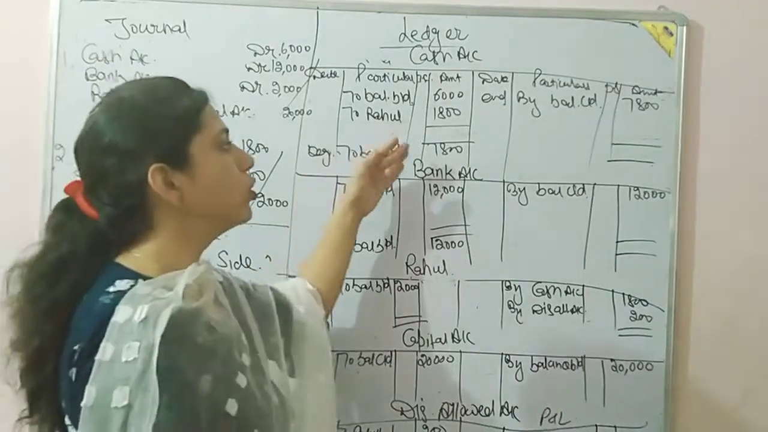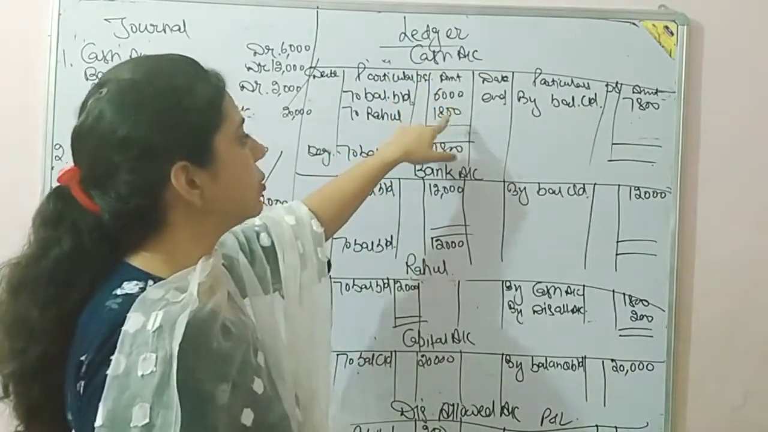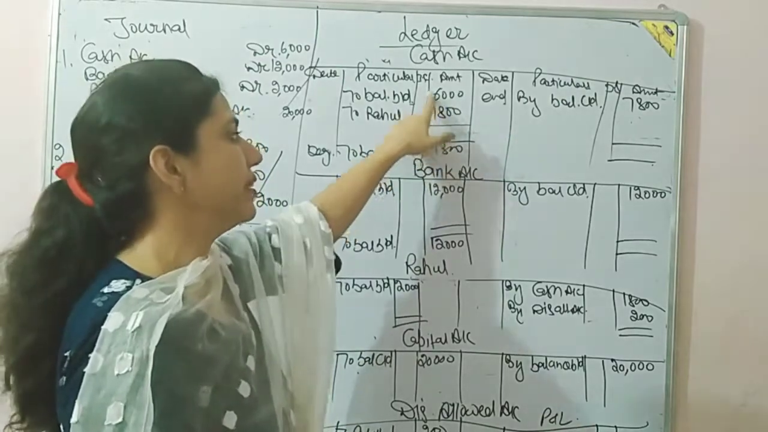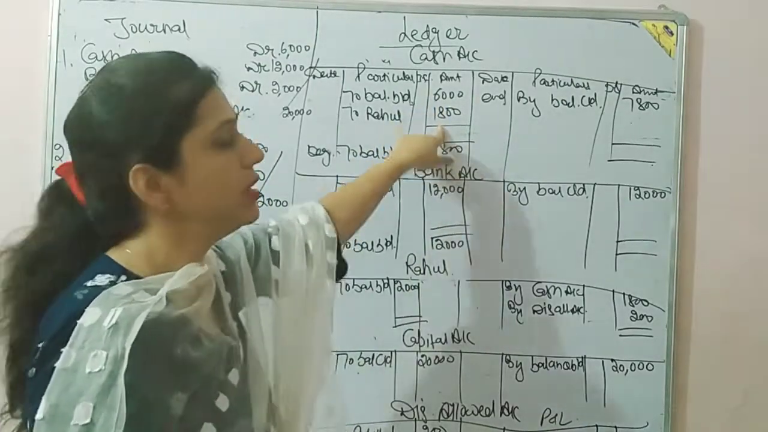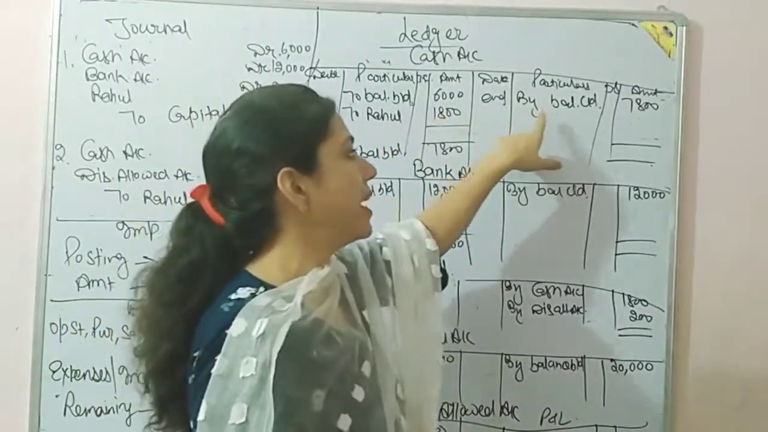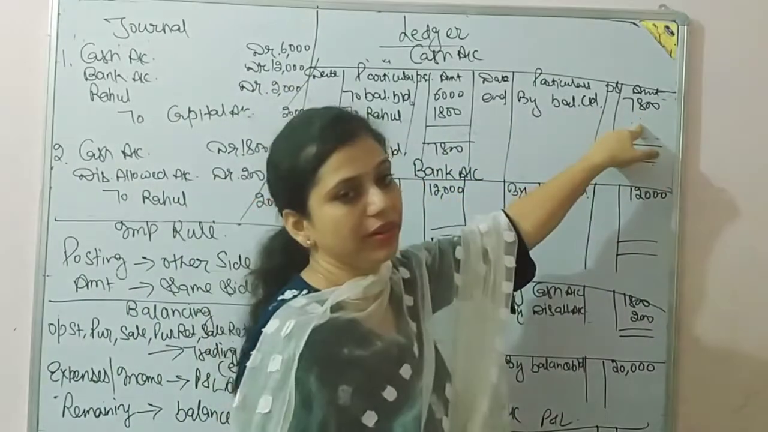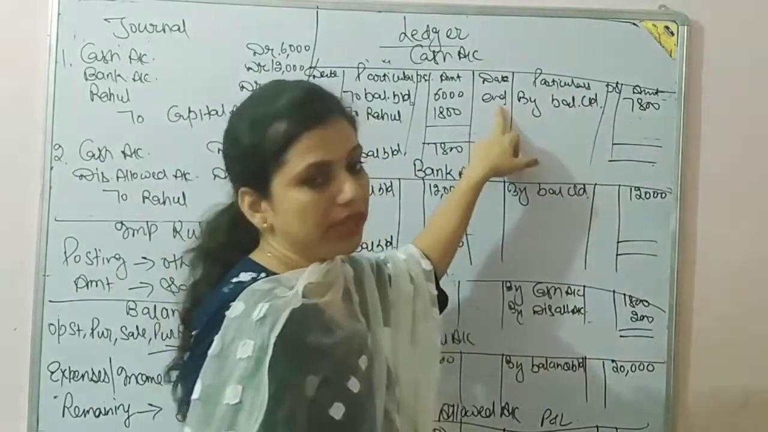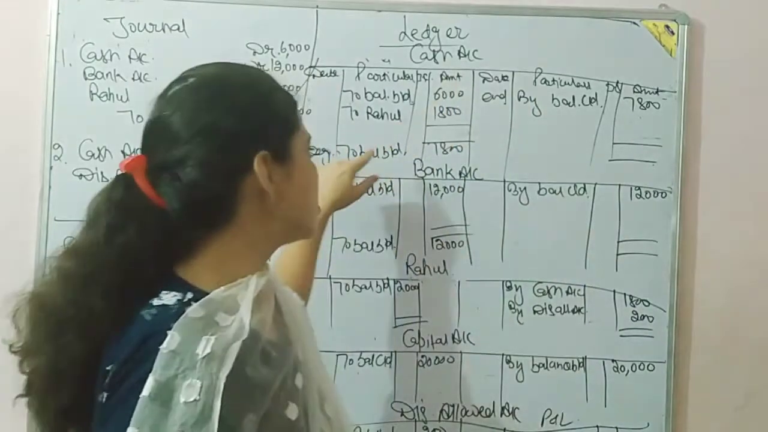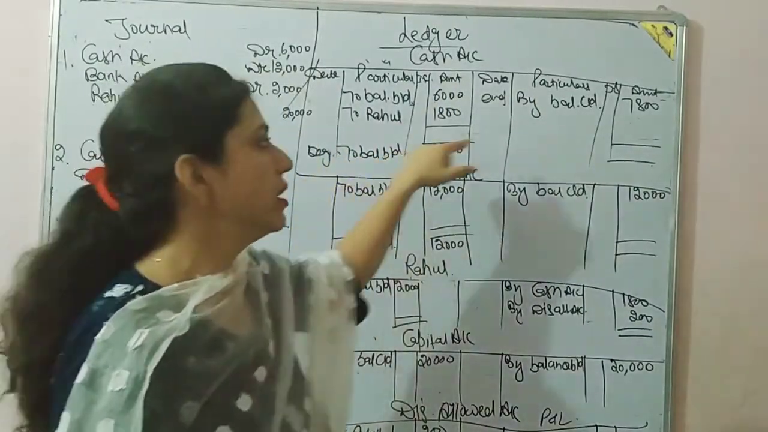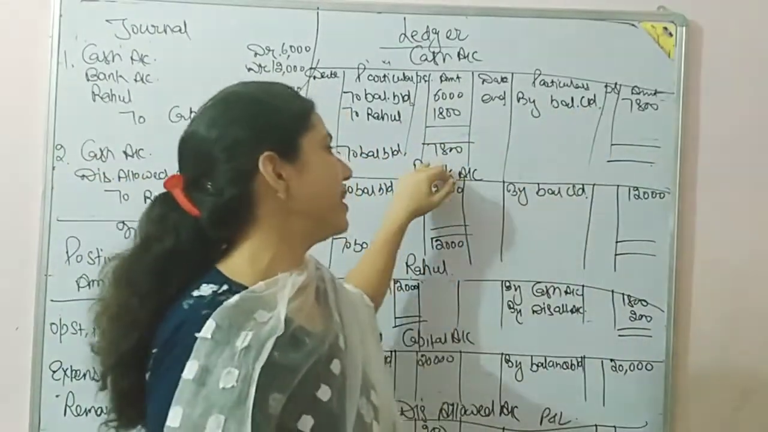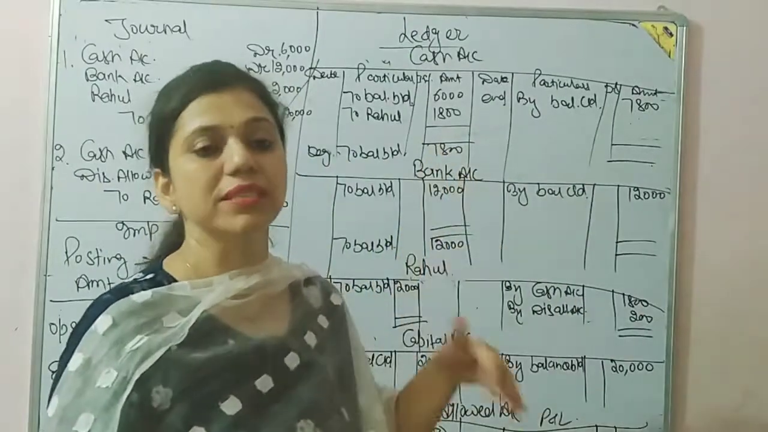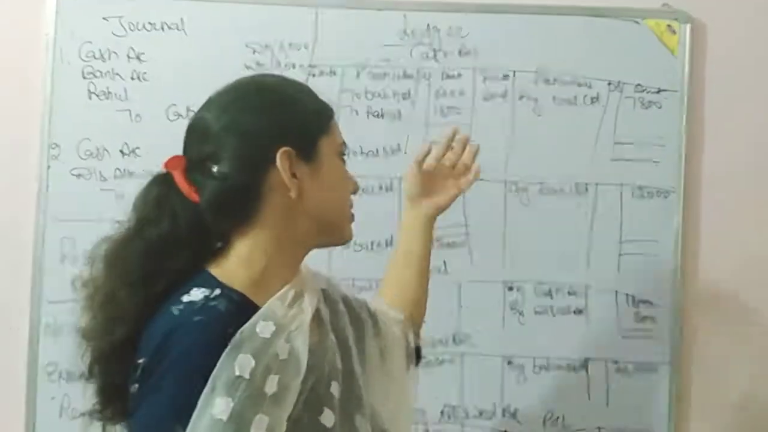So how will we close? Total of cash account is 6,000 plus 1800, that means 7,800. So it will be closed with by balance carried down 7,800 at the end of the month. And at the beginning of next month, we will bring down this balance 7,800. That means the next month starts with this balance.